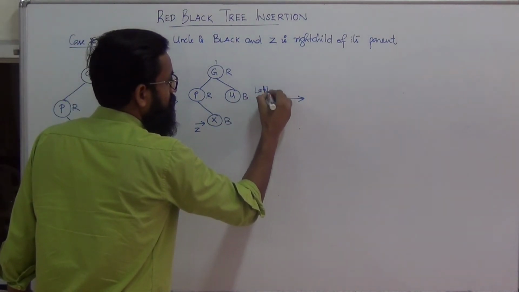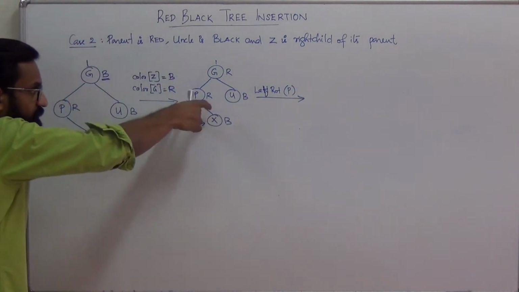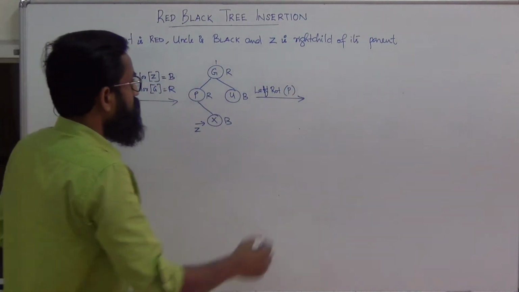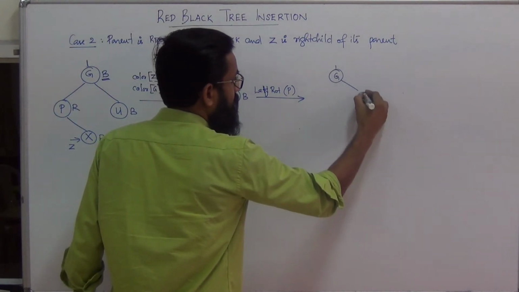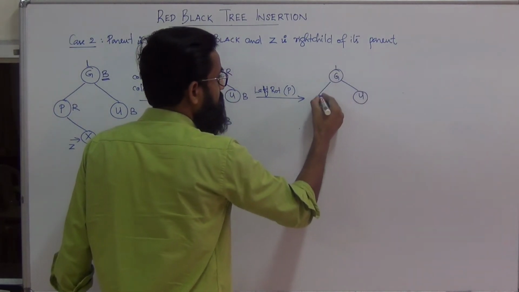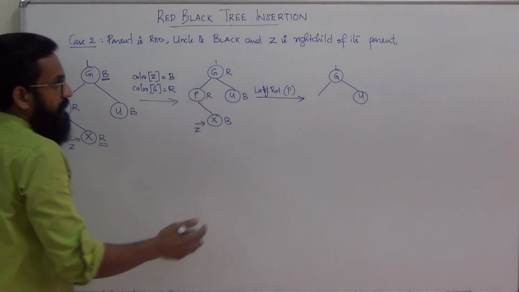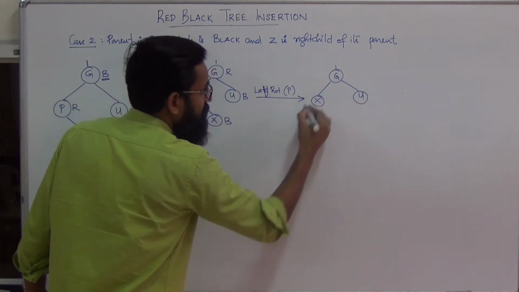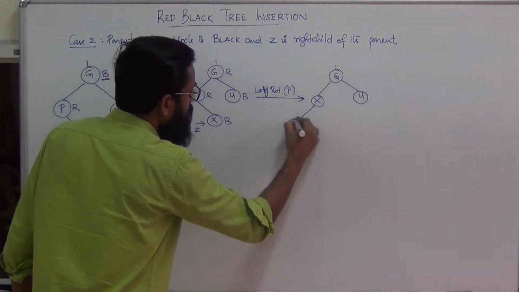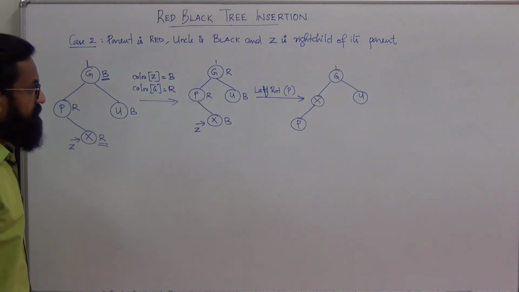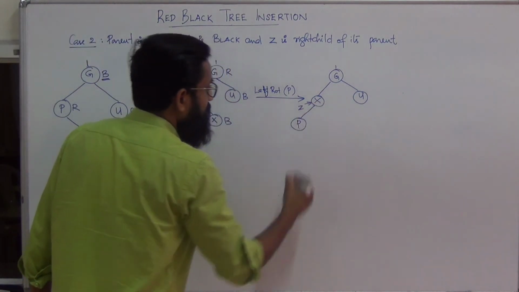So left rotate with respect to parent. When you perform left rotation with respect to parent, the grandparent and the uncle positions remain unchanged, and X will take the position of parent. So X will be shifted to this point and P will be pushed down to the left child position. And after this operation, Z will still point to X.